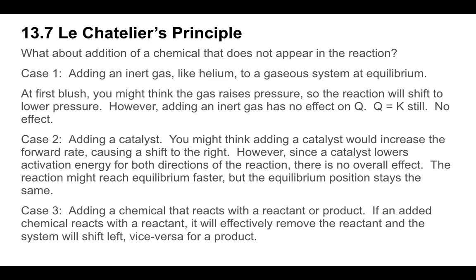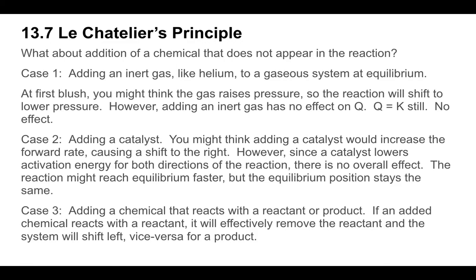Catalysts speed up reactions. So you might say, well, it makes the forward reaction faster, so you're going to shift to the right because the forward reaction is going to outrun the reverse reaction. But the catalyst lowers the activation energy for both the forward and reverse reaction, and as a result, the reaction is still going the same speed in both directions. So a catalyst doesn't change Q, doesn't change K, so Q is still equal to K. Your equilibrium position is still the same if you add a catalyst.